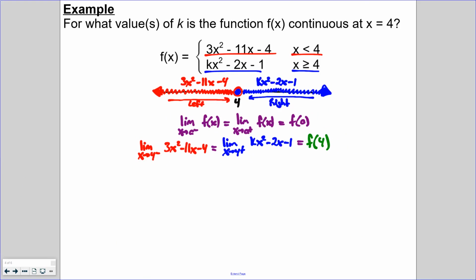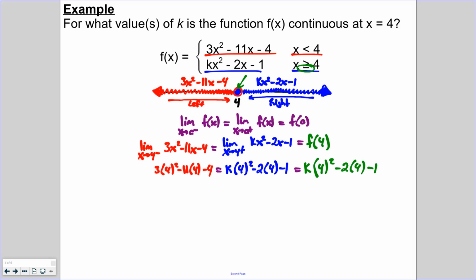Alright, moving on now, we can use direct substitution for our limits because they are polynomials. So this is going to give us 3 times 4 squared minus 11 times 4 minus 4. And that is going to be equal to k times 4 squared minus 2 times 4 minus 1. And now for f of 4, 4 belongs to our blue piece. So we're going to be plugging 4 into that function. So we're going to have k times 4 squared minus 2 times 4 minus 1.